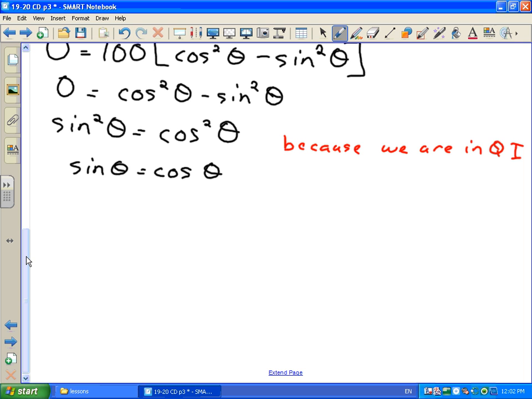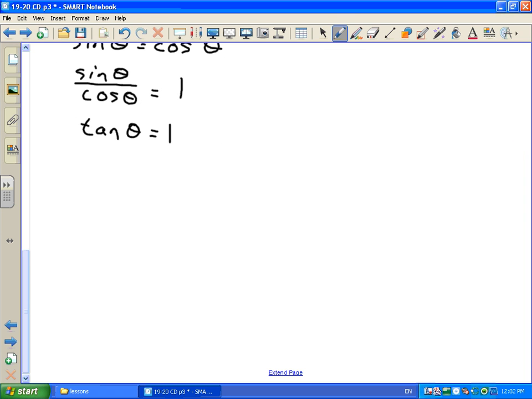But from here, what can we do? Well, let's divide both sides by cosine theta. Sine theta over cos theta is tan theta, and 1 over 1 is 1. So theta is going to be inverse tan of 1. This we can punch into our calculator and get a solution. And as Brody has said, the solution is going to be 45 degrees.